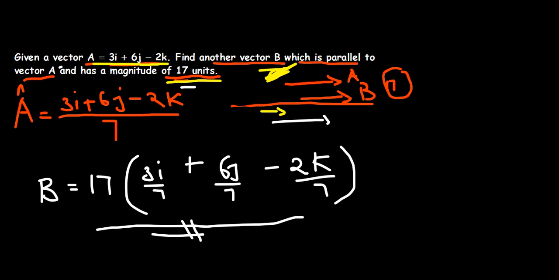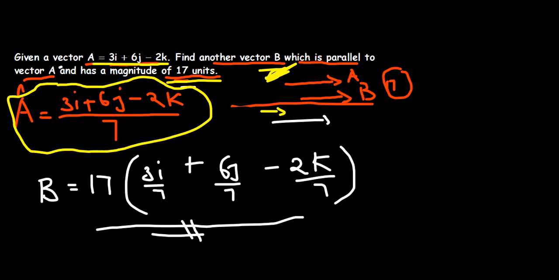You divide the vector by its magnitude. We found the magnitude of vector A, which was the root of 3 squared plus 6 squared plus minus 2 squared. We found it was 7. What I've written down here now is our unit vector. We know this unit vector is parallel to the vector A, so we can use it to find the vector B, which is parallel to A and has a magnitude of 17.